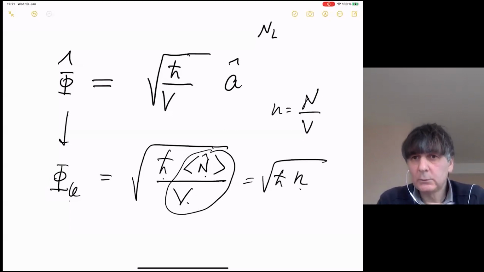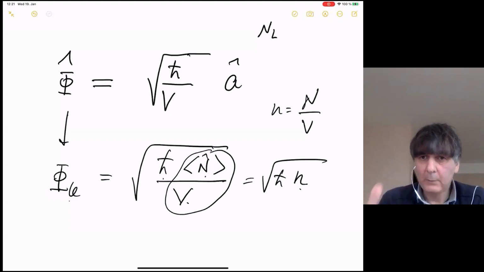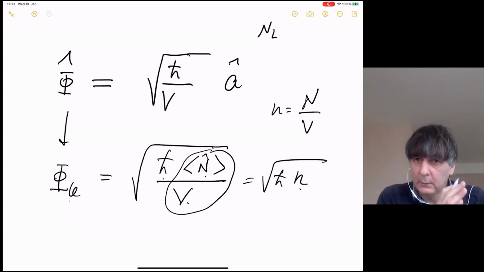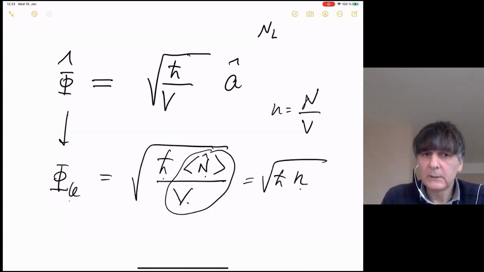So that's a simple rule. This applies to an arbitrary operator, expectation value of the operator, current, etc. So that's a simple rule.